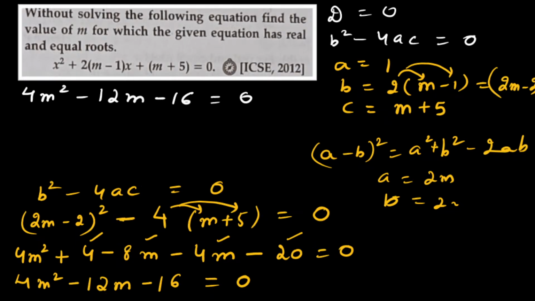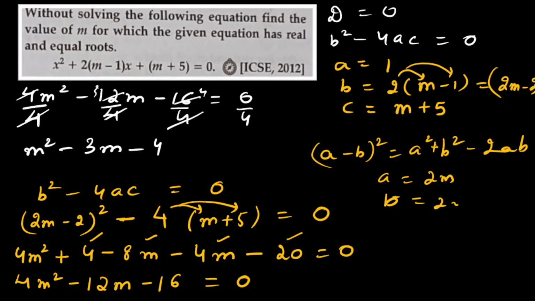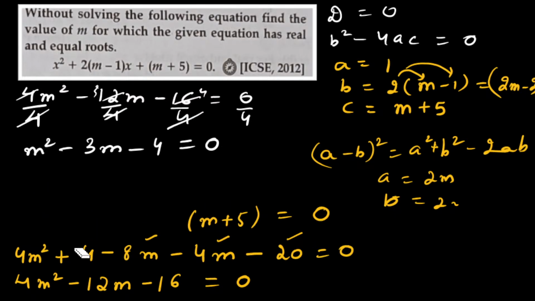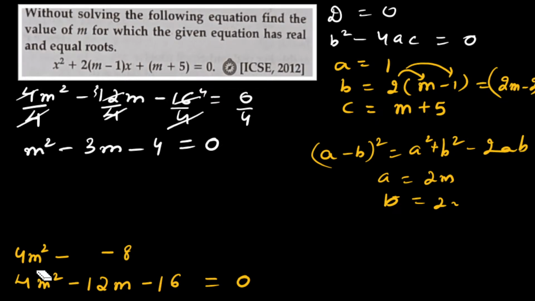Let us simplify this one because a common factor is there. 4 is a common factor. Entire equation I am dividing by 4. So here I will get m square, because 4 and 4 will get cancelled. 4 into 3, minus 3m, and 4 into 4, minus 4 is equal to 0. 0 divided by anything is 0. Now again we are getting a quadratic equation. The variable of the quadratic equation is m here.